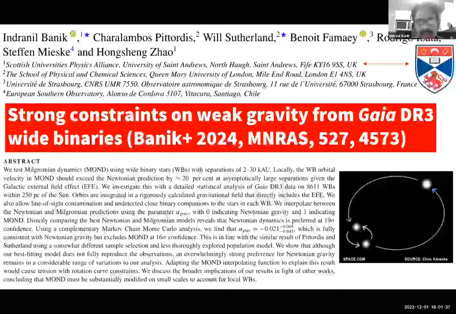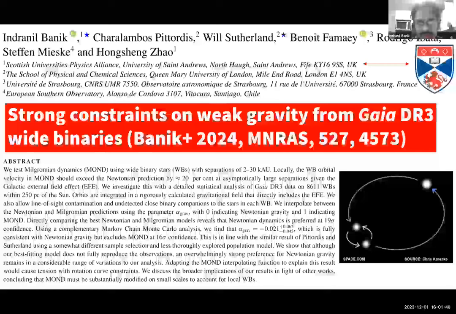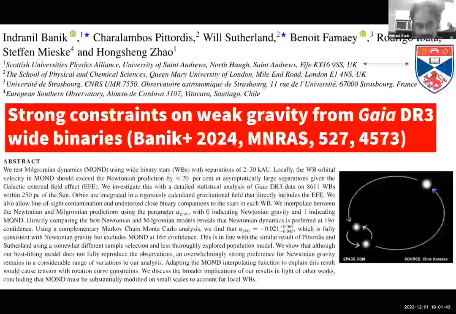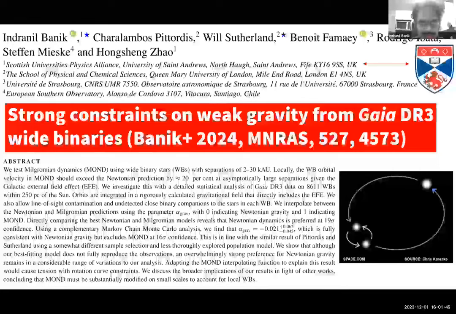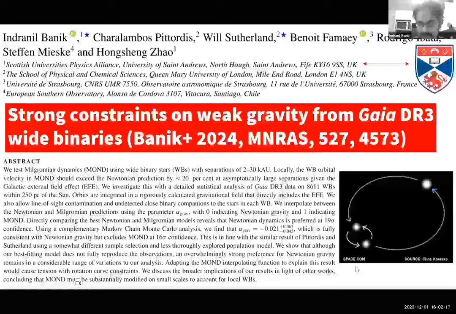So yes, I'll be talking about some constraints we obtained on the behavior of gravity at low gravitational field strengths, or weak gravity, if you will, from wide binary stars with separations of two up to 30,000 astronomical units, which is approximately 0.01 up to 0.15 parsec. In case you're wondering why I haven't shown a binary system here, but a triple system or a hierarchical system, that will become apparent in due course. So yes, this has been published recently in MNRAS.